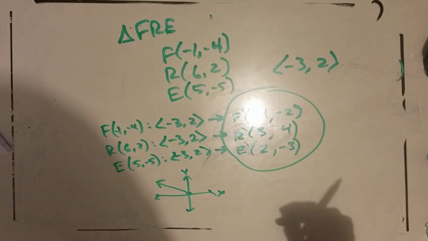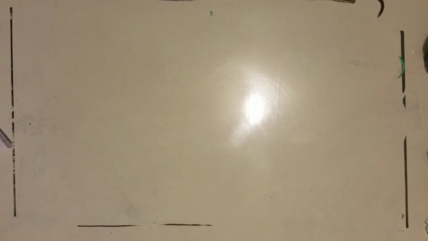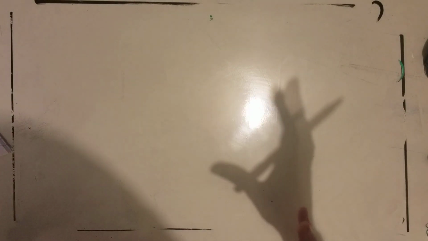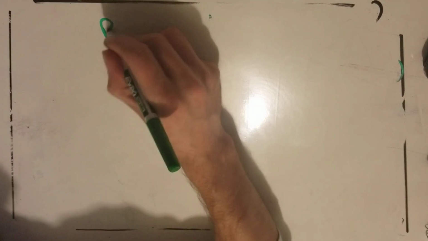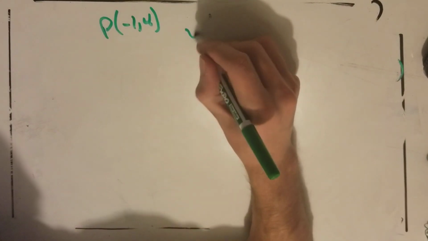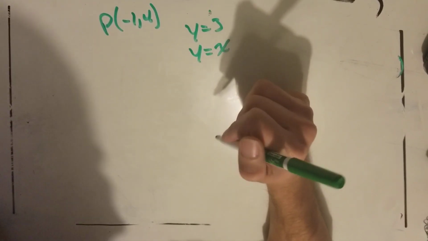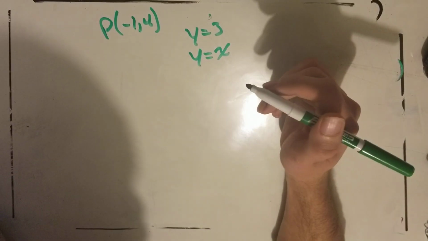Now, that was slide 8, on to slide 9. We also can use translations to describe a composition of transformations. So a composition of transformations is doing more than one transformation. Slide 9 says point P, which has the coordinates -1, 4, is reflected over the line y equals 3, and then reflected over the line y equals x, and we want to know what translation vector best describes this composition of reflections.